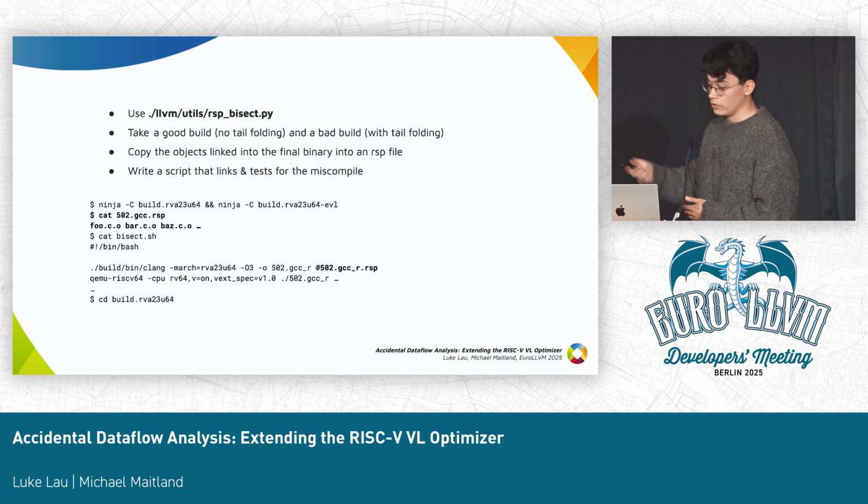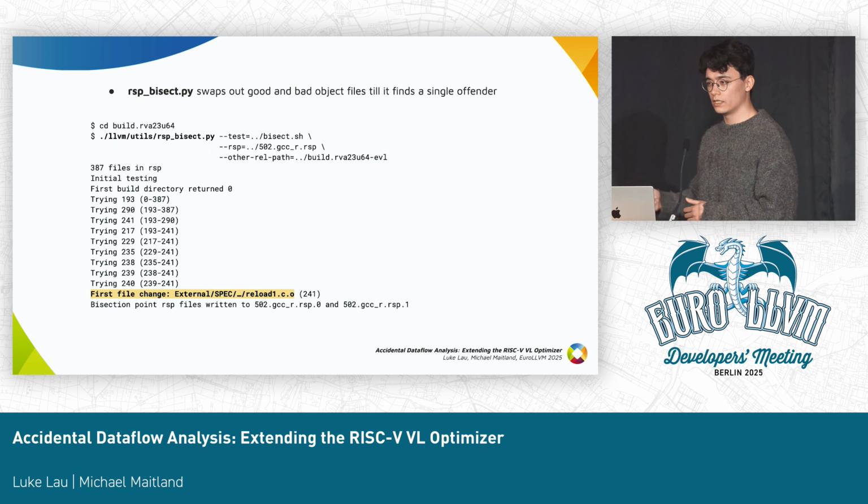And yeah, you give it a script to recreate the miscompile, and what it will do is bisect between the object files of the good binary and the bad binary until eventually it narrows it down to a minimal set of binaries that are known to cause the miscompile. And from that, I was able to figure out that there's one object file that has some changes in it. And from that, I was able to dig in a bit deeper and figure out the cause of the miscompile by reducing the surface area.